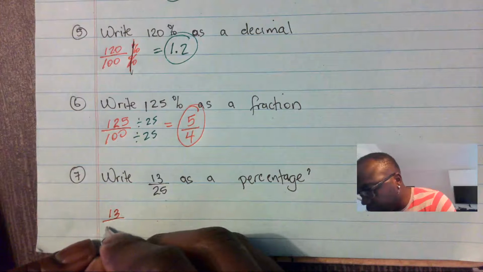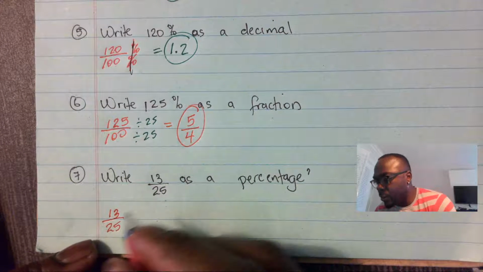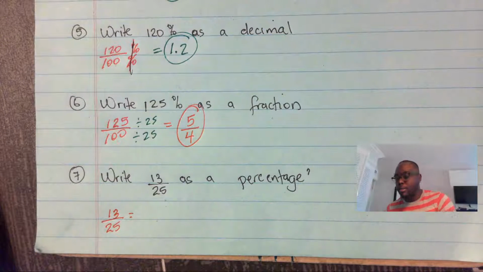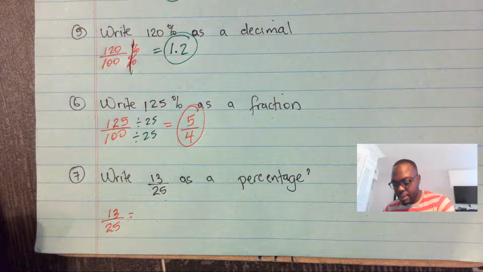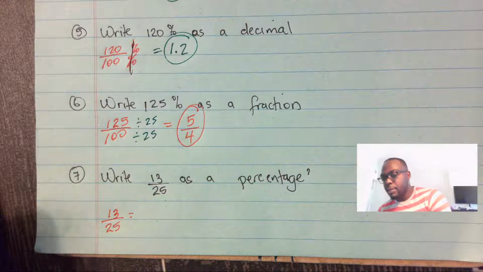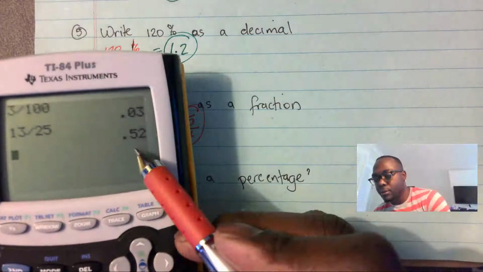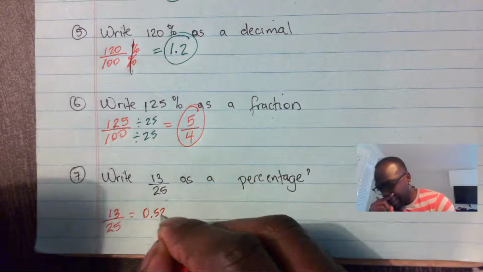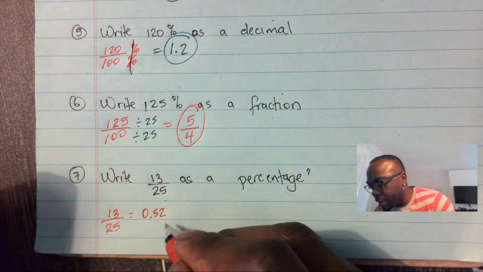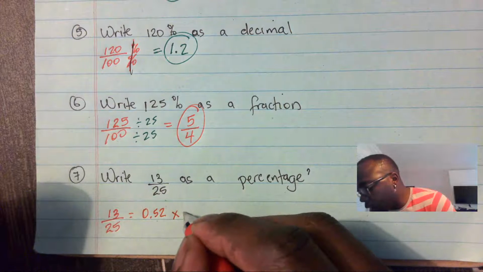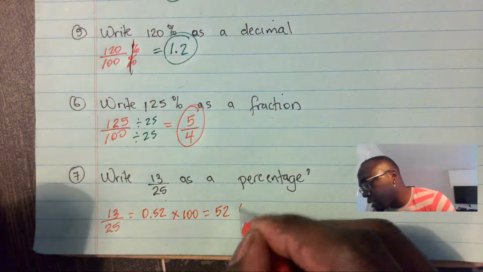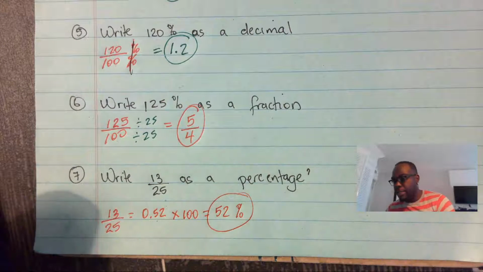If I've got 13 divided by 25, one of the things I can do is ask, what's 13 divided by 25? If I plug 13 divided by 25 into my calculator, it's going to give me 0.52. Then I can take 0.52 and multiply it by 100, and it's going to give me 52%. Remember, don't forget your percent sign once you put your answers in.